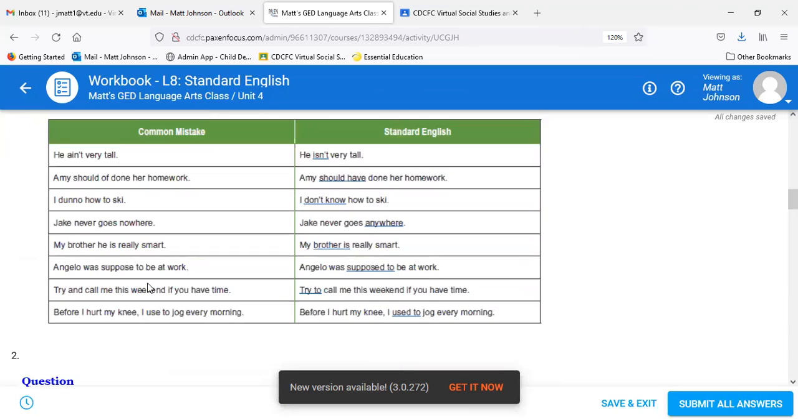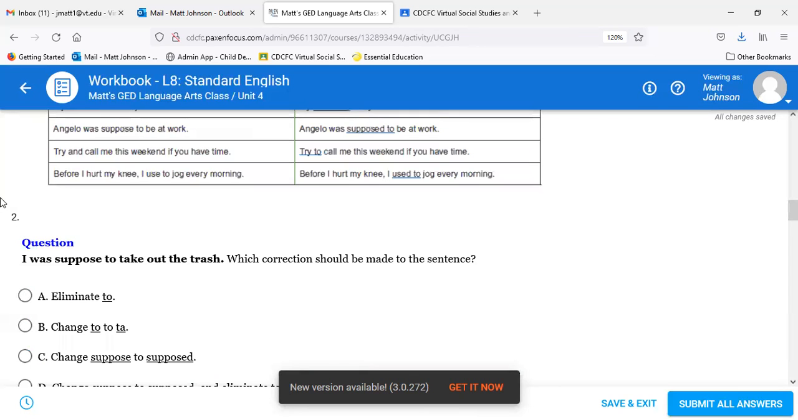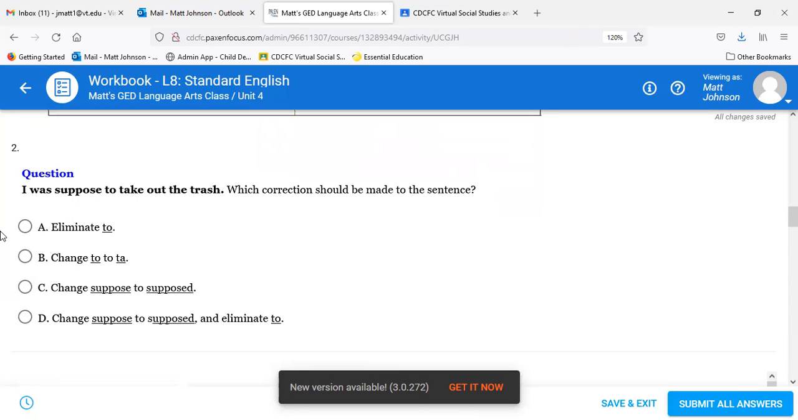All right, so B it is. Into it a little deeper. And number two, how about Christiana? Why don't you take number two for us?